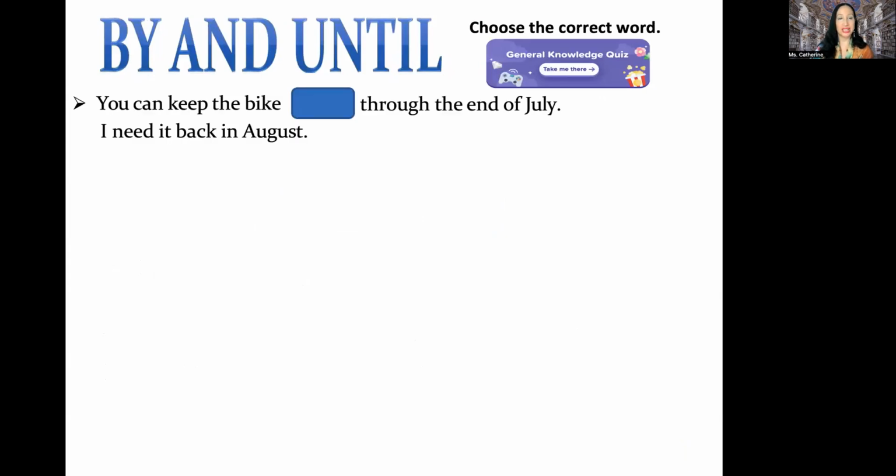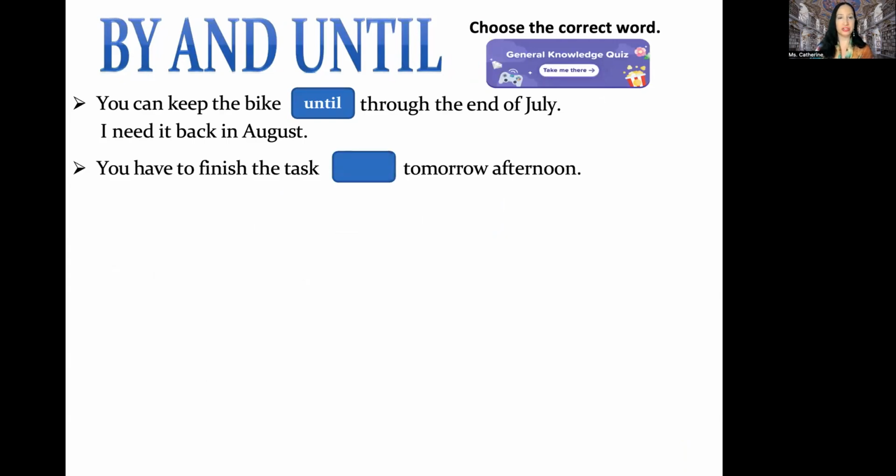Okay, you can keep the bike blank through the end of July. I need it back in August. You can keep the bike by through the end of July or until through the end of July. Here's another tricky one. Great job, until.